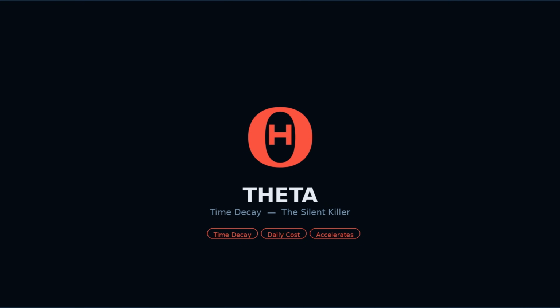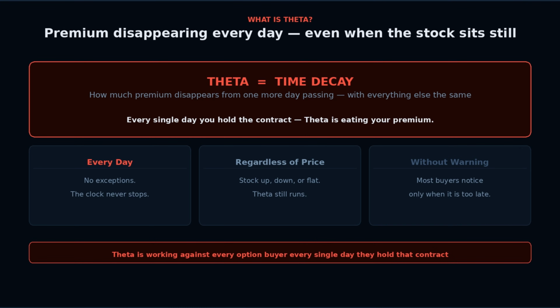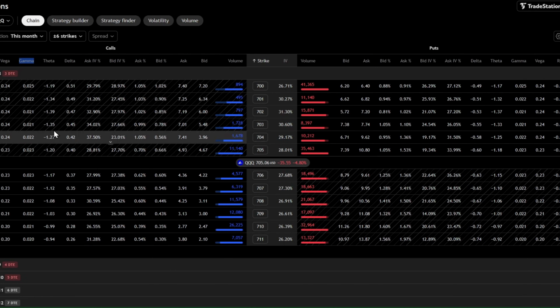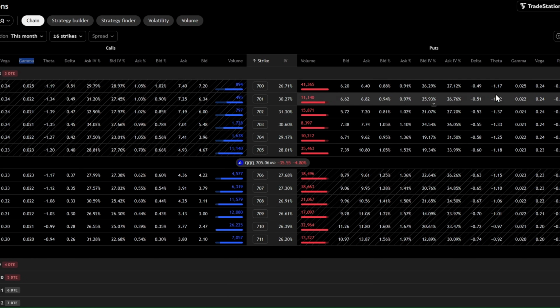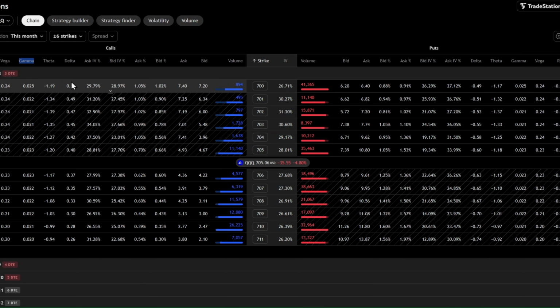The third Greek is Theta, and this is the one that every option buyer needs to respect, because Theta is working against you every single day you hold that contract. Theta represents time decay. It tells you how much your option's premium is going to lose in value each day just from the passage of time.